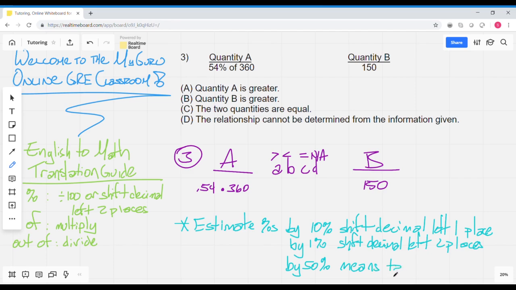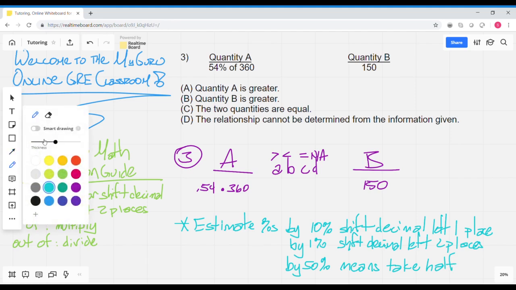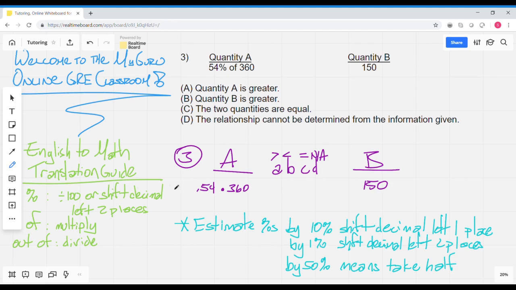And so here we just have to divide 360 by 2 to know what approximately 54% of 360 is, or 0.54 times 360. So 360 divided by 2 is just going to be 180. And we know that 180 is going to be less than 54%, but it's already greater than 150. So without fully calculating, we can confidently select B.